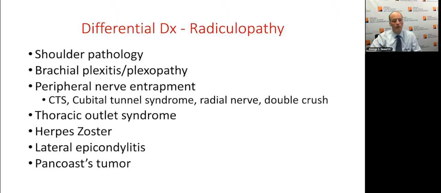Pancoast tumor is pretty rare. I believe it's a non-small cell lung cancer that typically is at the apex of the lung that can migrate up, and it catches the inferior portion of the brachial plexus and can present as a C7, C8 radiculopathy.